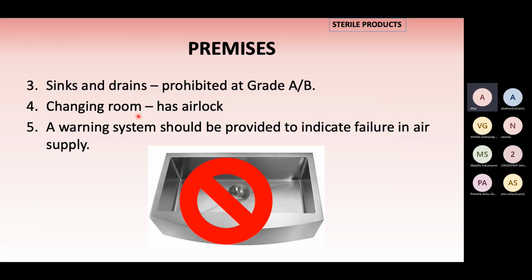And the changing room for personnel that want to go in and out of the clean room must have an airlock. Okay, so it must have an airlock. And then a warning system should also be provided to indicate failure in air supply. So there must be a warning system, or before the warning system, the air supply indicator also must be present.